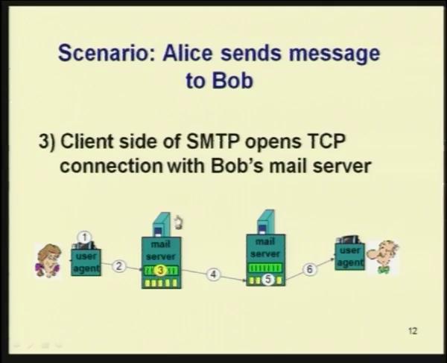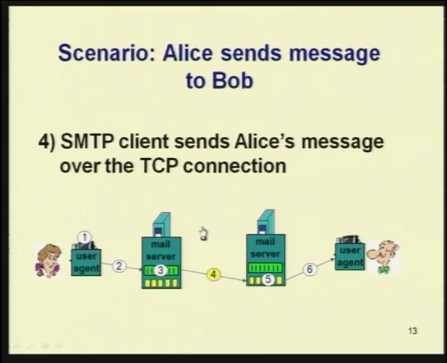Third step: now that it is in the mail server, it's the mail server's responsibility to send it to the other side's mail server. So the client side of SMTP opens a TCP connection with Bob's mail server. This indicates that you have opened a connection, and now you can start sending your SMTP messages using it. This is the third phase. The fourth step is that the SMTP client will send Alice's message over the TCP connection to the SMTP server residing on this mail server.